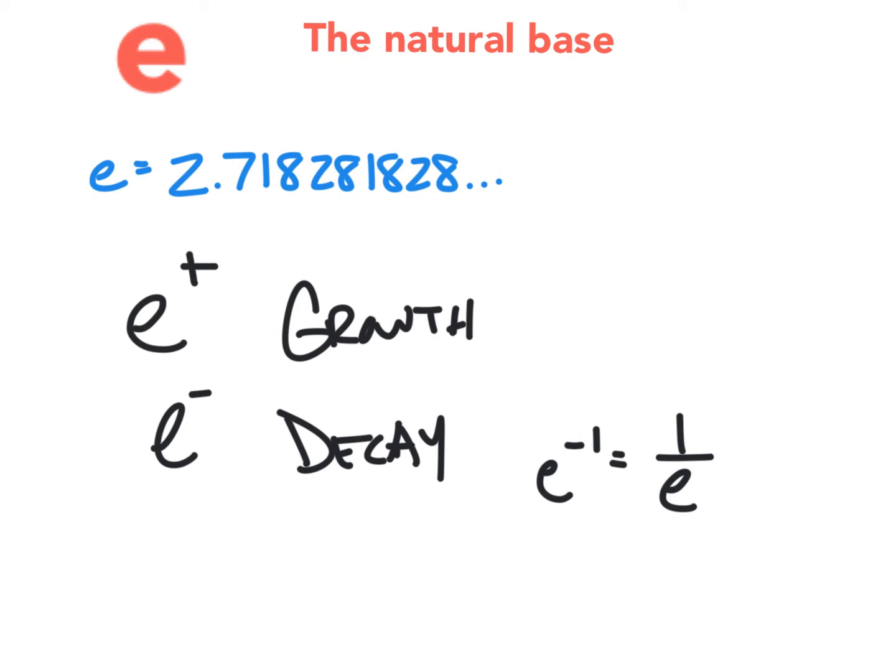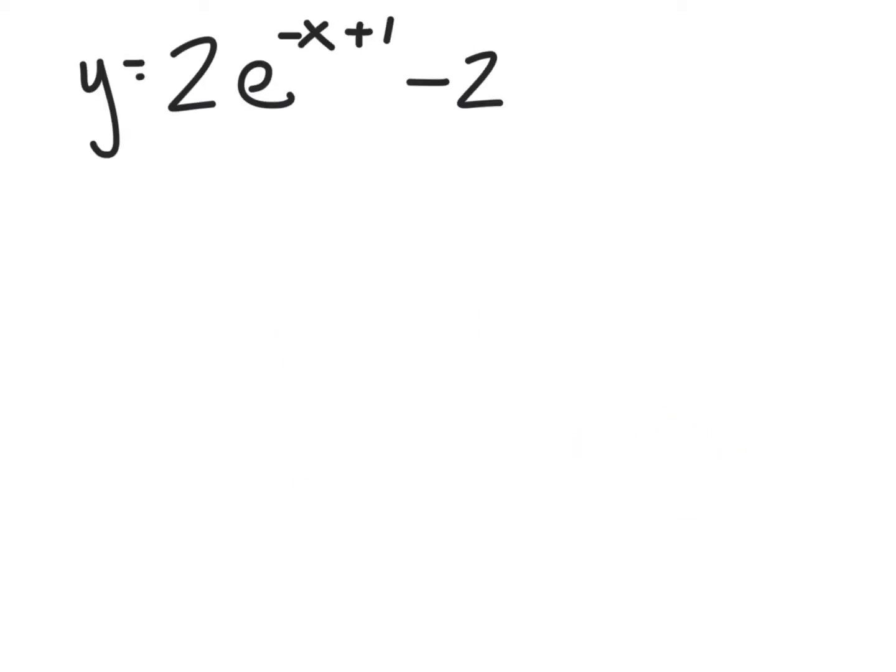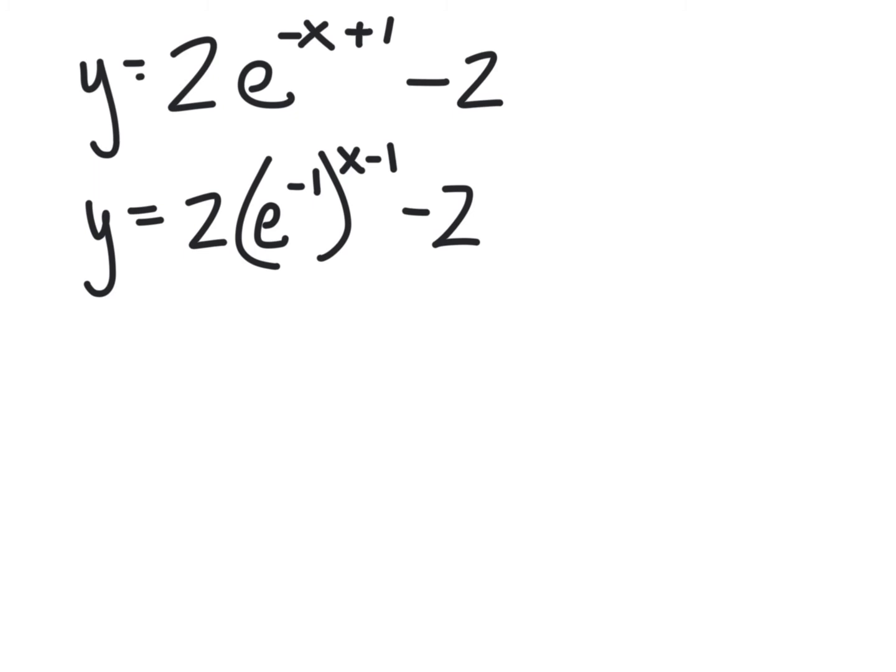So let's look at y equals 2 times e to the negative x plus 1 minus 2. The first thing that I want to do is rewrite this as 2 times e to the negative 1 times x minus 1, notice the sign change, minus 2. So this is going to be stretched by 2, moved down 2, it's going to be decay, and it'll be shifted right 1. A lot of things going on in this graph.